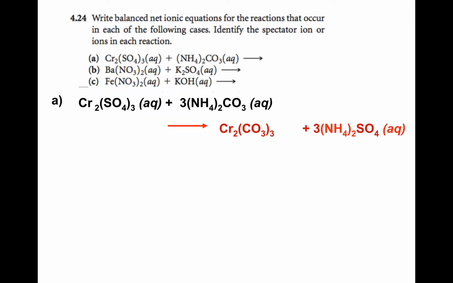I put the 3 in there to balance. So I have 6 ammoniums going in, 6 coming out, 3 sulfates, and I get chromium 3 carbonate dropping out of solution. All right, so what are the spectators here? Well, ammonium ion is always going to be a spectator ion, and in this case, the sulfate's going to be a spectator.